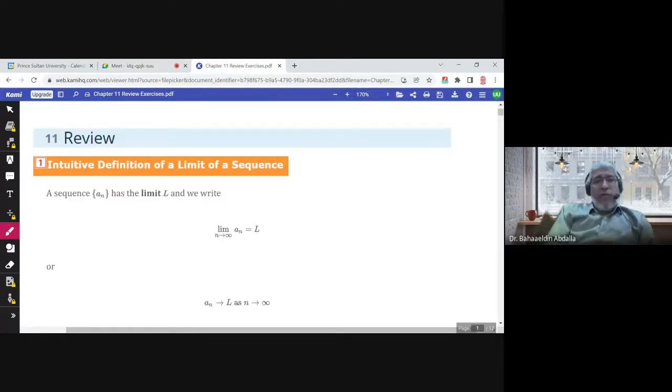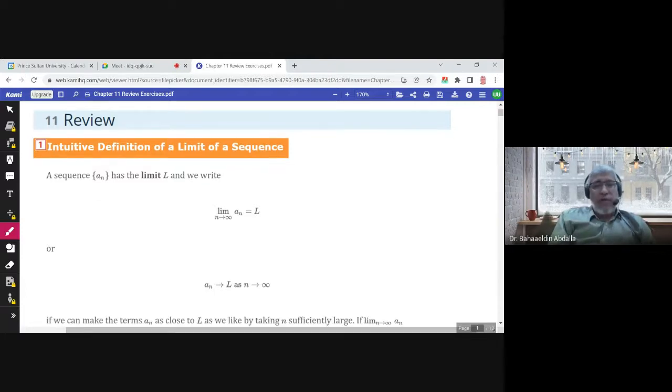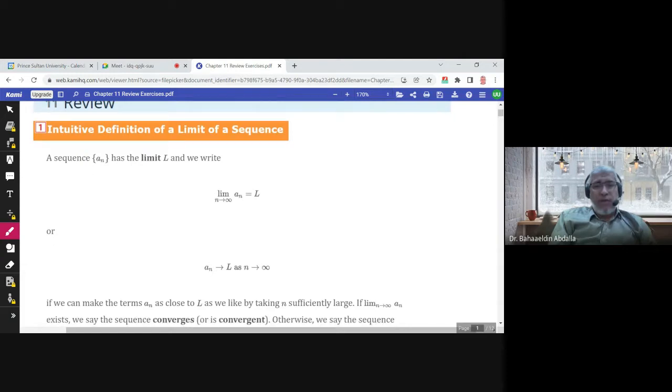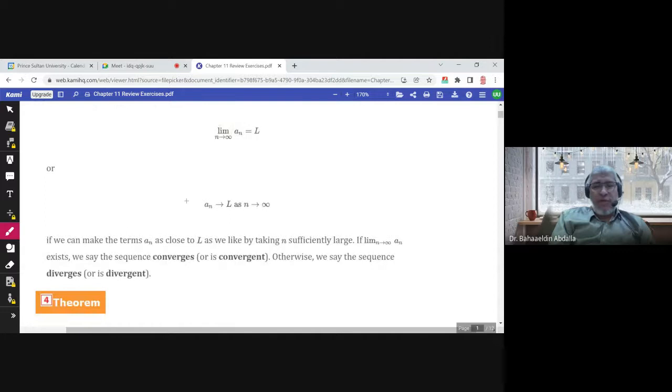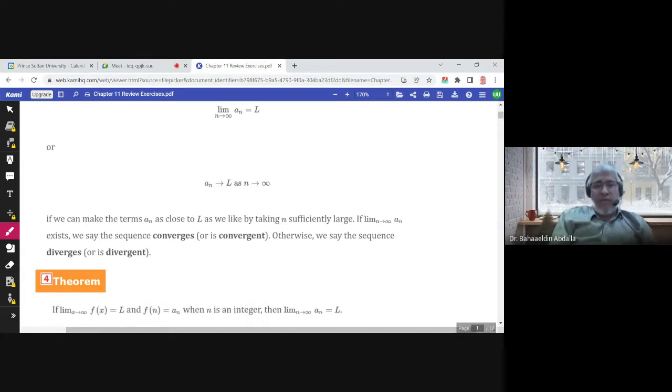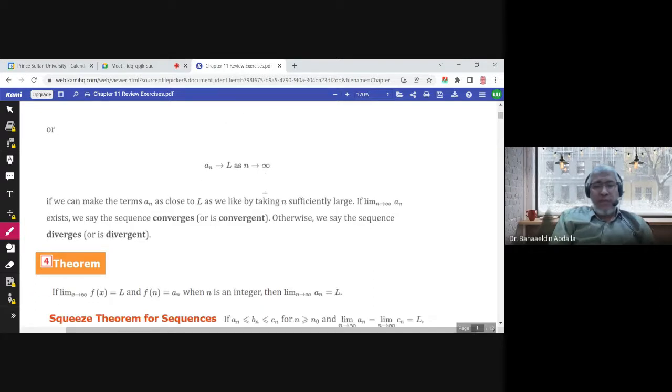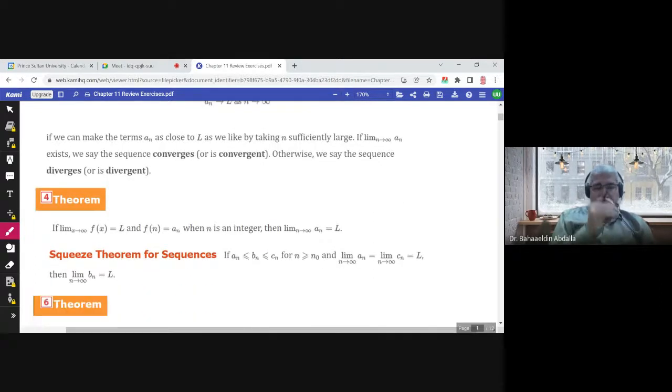This is a review of chapter 11. Let us first review the formulas that we studied. So first we studied sequences, and we said that a sequence is convergent if it has a limit, if the limit of an when n goes to infinity is L, but if the limit is infinity, then the sequence is divergent.